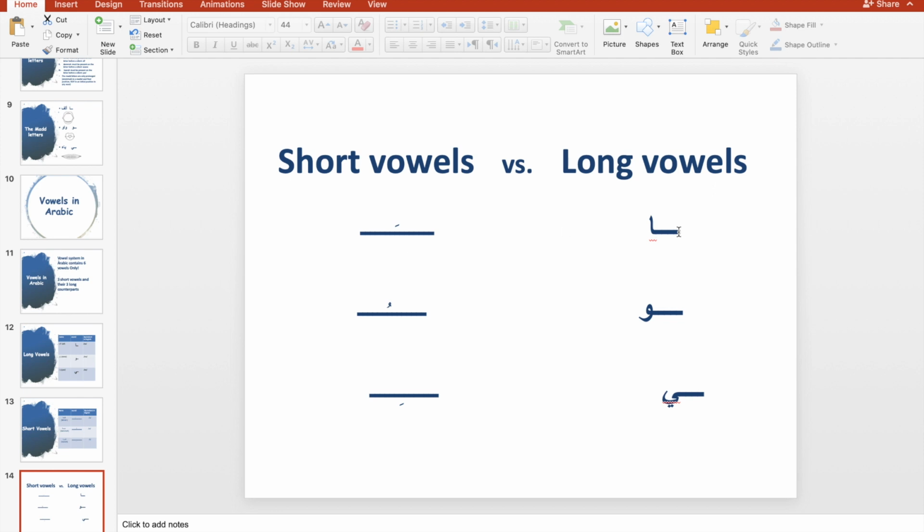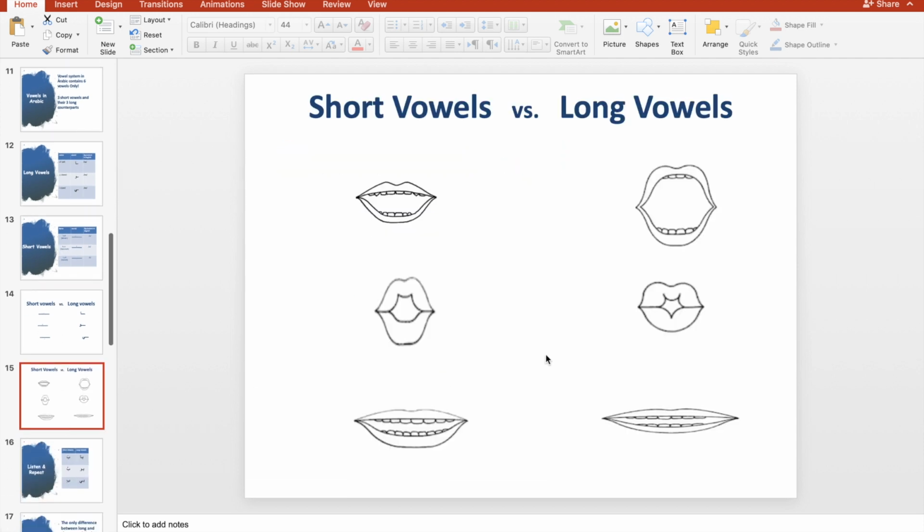A, a, a, u, u, u, i, i, i. Now try to feel the shape of your mouth when making those sounds. Ah, ah, ah, ooh, ooh, ooh, e, e, e.